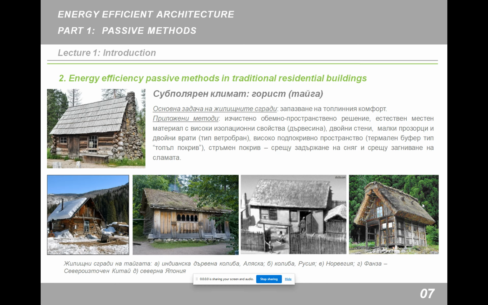The next climate zone is the subpolar climate zone, and it has two main areas with different characteristics. The one is the woods, so-called taiga.